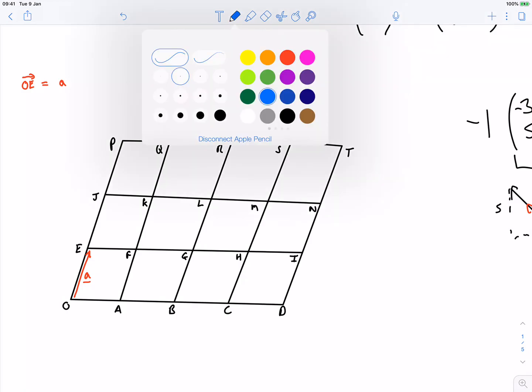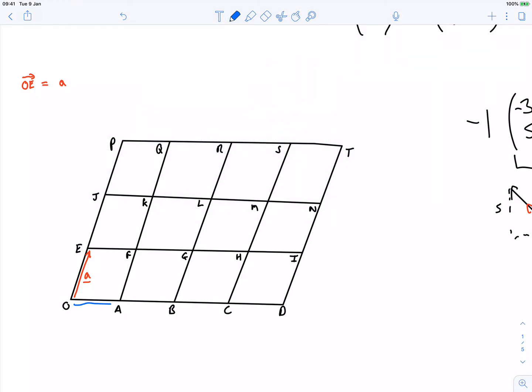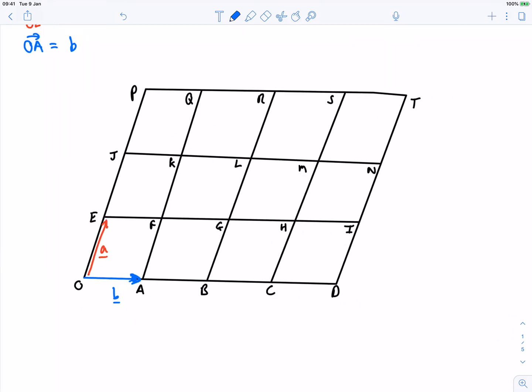And now let's define a different vector. Confusingly, from O to A, let's call that the vector b. So this is b. That was terrible. From there to there, that's b.